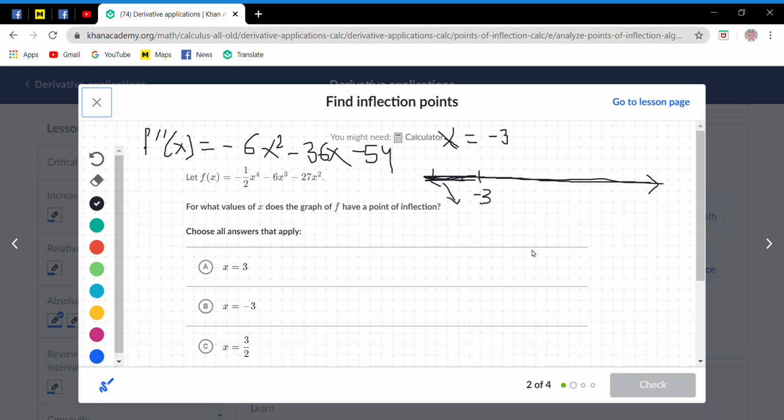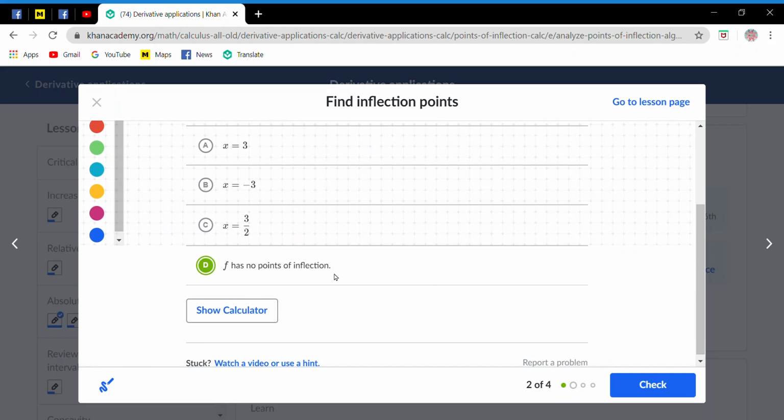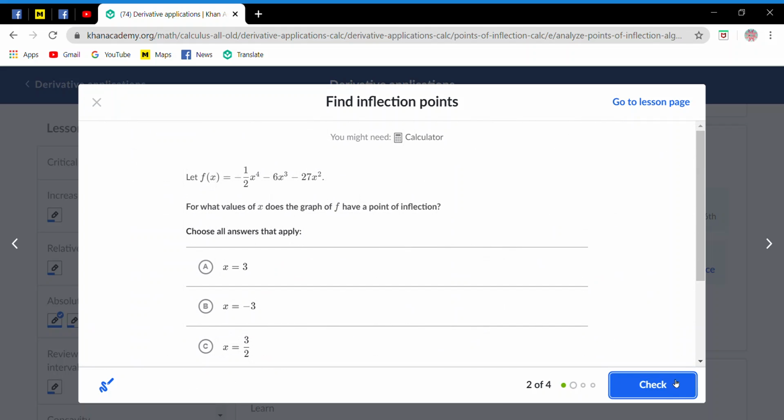Let's see the last interval, from negative 3 to 0. Let's pick a value, let's say 0. So this is 0, and we are left with negative 54. So it is also decreasing, going from negative to negative. So it has no points of inflection. Correct?